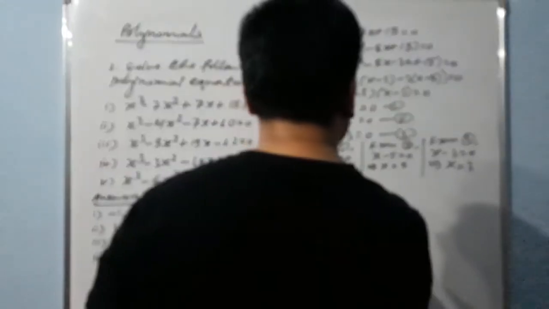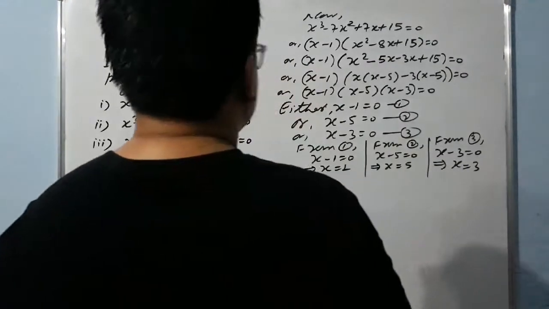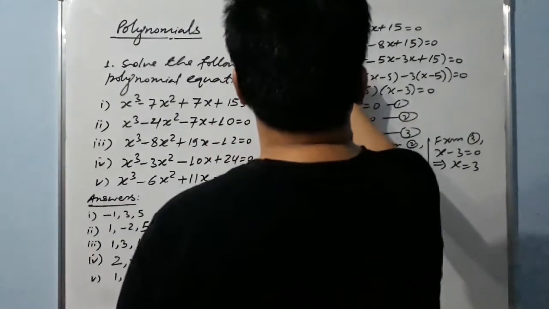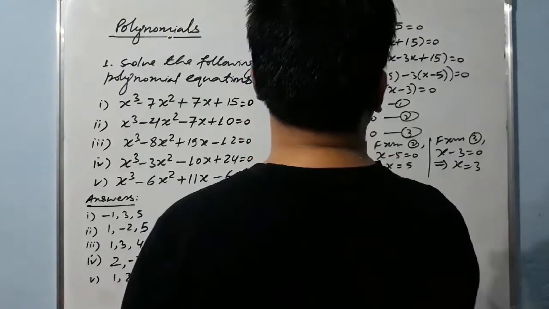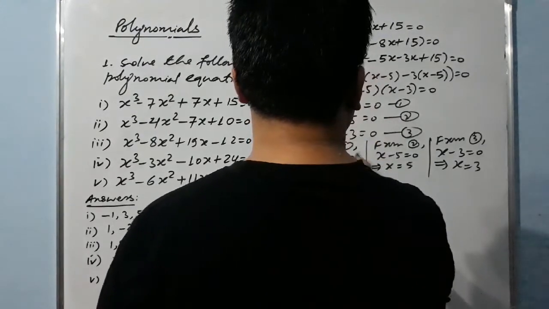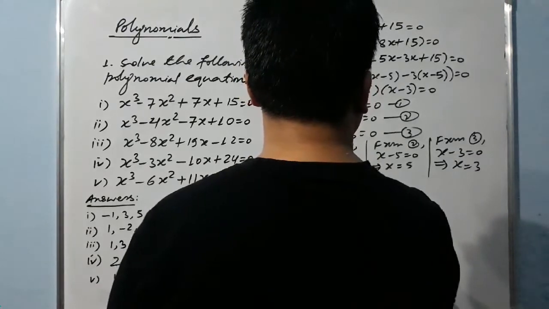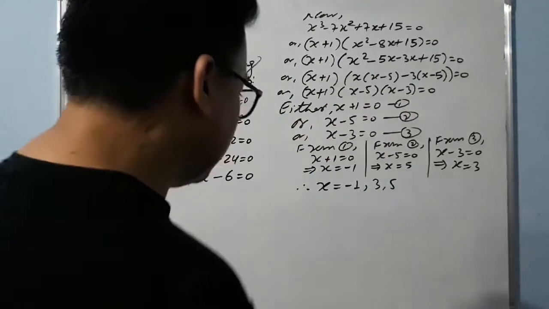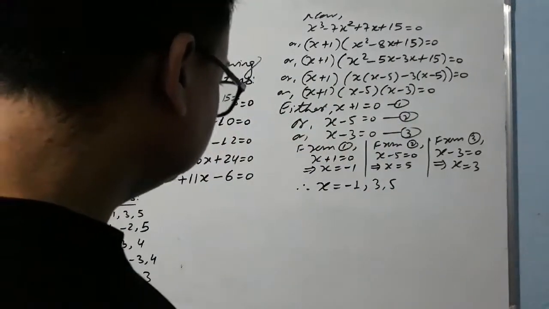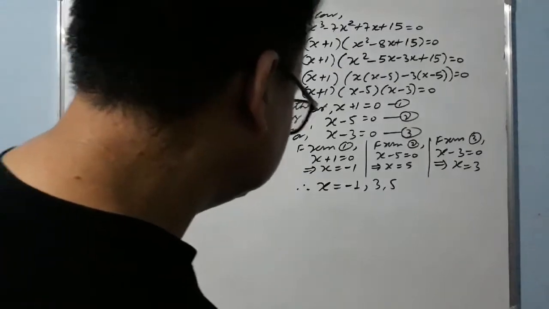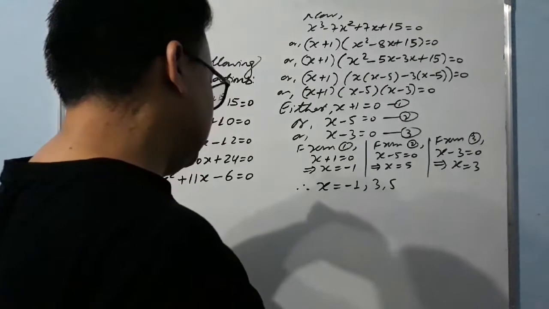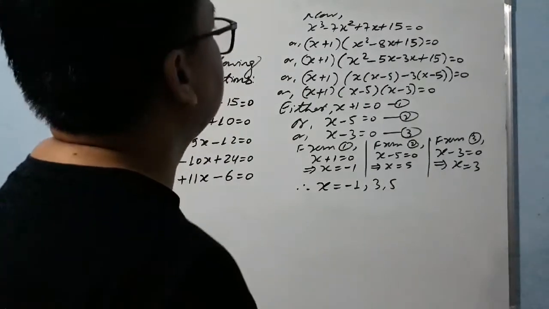Therefore, finally you can write x is equal to... yeah, I think I've made a mistake. It was plus one, plus one, plus one, plus one here. Plus one and plus one is minus one, and therefore x is going to be minus one, comma three, comma 5. Yeah, plus one you will write if you have plus 1. This is x is equal to minus 1, 3, 5 we can write.